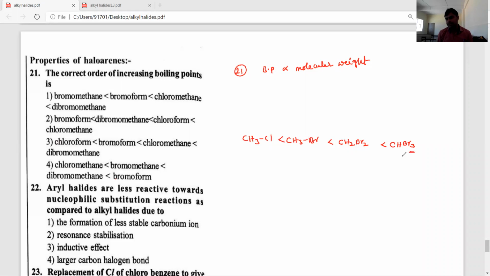Three bromine atoms present means it has more molecular weight. Bromoform, CHBr3, then CH2Br2, then CH3Br, and then CH3Cl. So the answer is the fourth option. So this is the correct boiling point order. Now let's see the 22nd question.